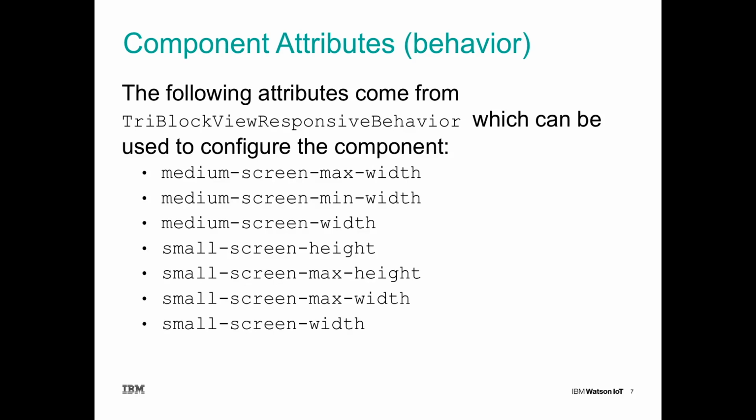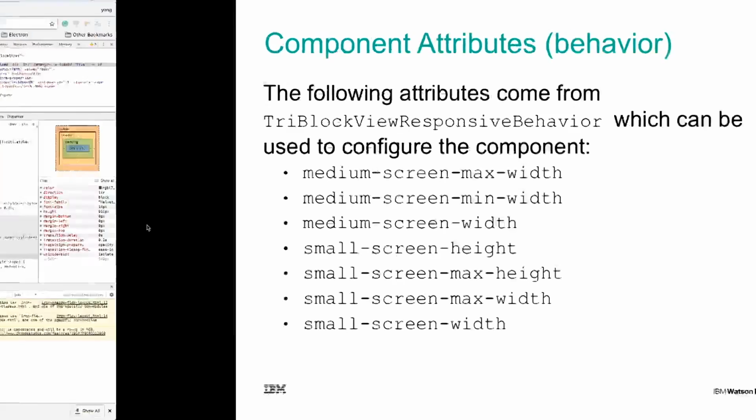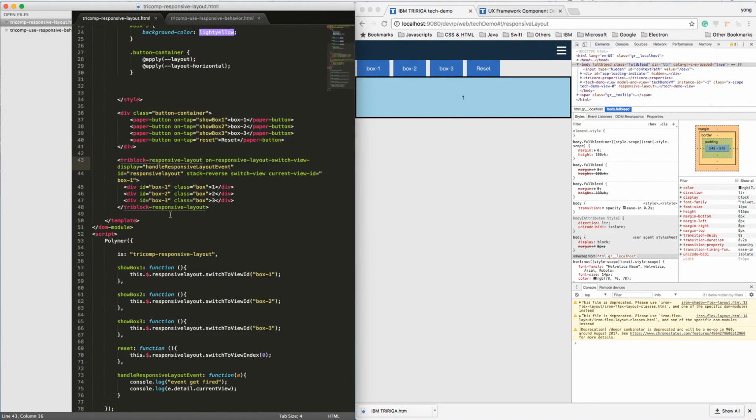Let's talk about the triblock view responsive layout behavior. This behavior has a few attributes that could be useful to handle responsiveness. Let's take a look at those. Let's first start with the small screen width and small screen max width. Small screen width is a read-only property that shows true when the size of the small screen max width is matched. By default, small screen max width size is 600 pixels, and we can modify it to any pixel value.